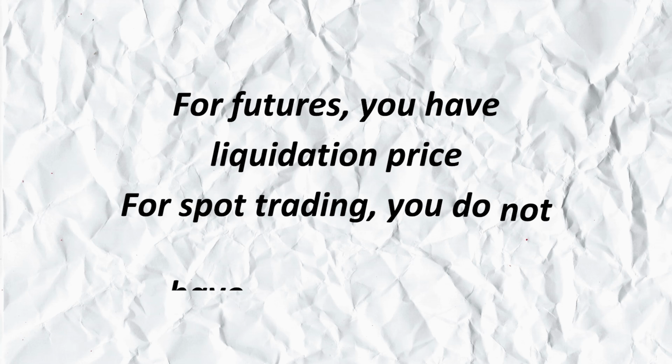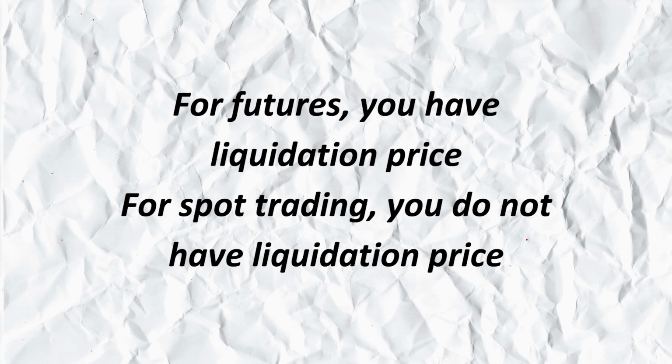The fourth one is that for futures trading, you have what is called the liquidation price. This is the price where you get liquidated. That is the price where you lose all your money. So for futures trading, you can basically lose all your money. Yes, all your money. But for spot trading, there's nothing like that. You don't get liquidated or lose all your money unless you sell a crypto at a loss. But you're still going to have something in your wallet.